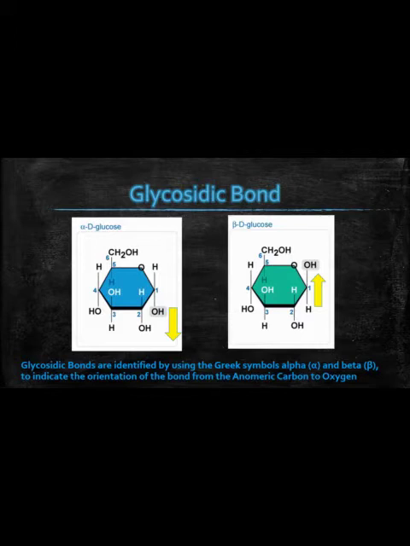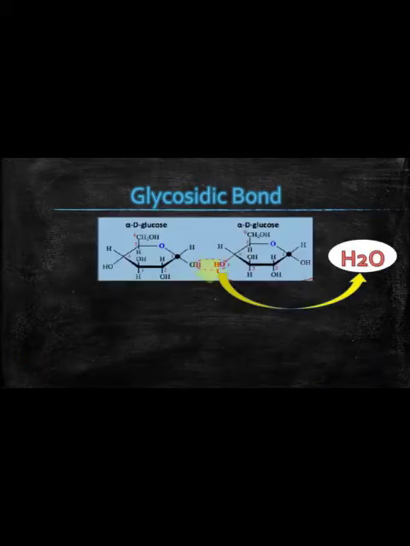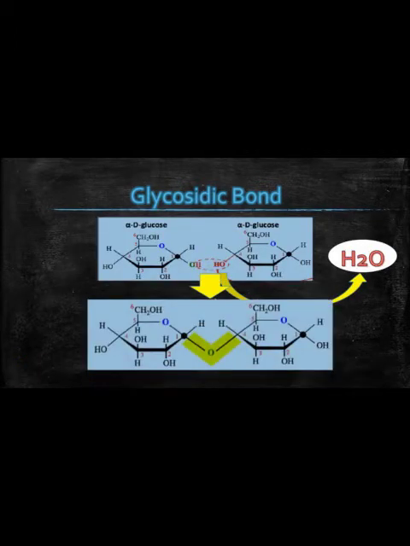of the molecule. Now look at the beta-D glucose molecule. Notice the hydroxyl group, OH, is located in the upward position of the molecule. Let's look at what happens when two alpha-D glucose molecules bond. The hydroxyl group, OH, is removed from the first molecule, and the hydrogen is removed from the second molecule.